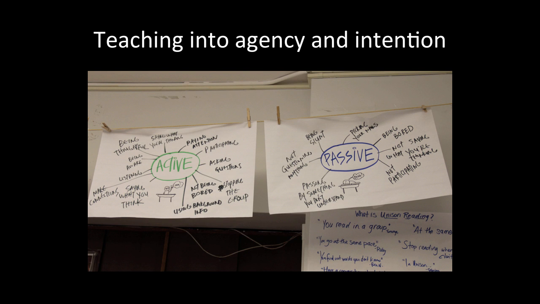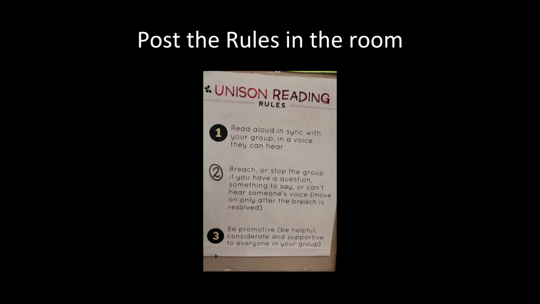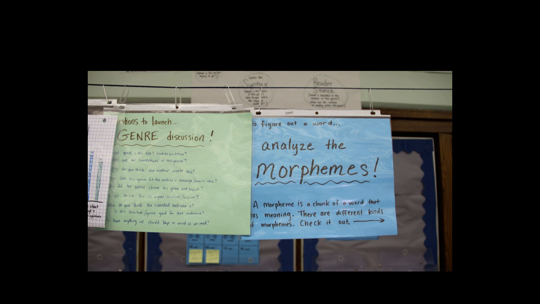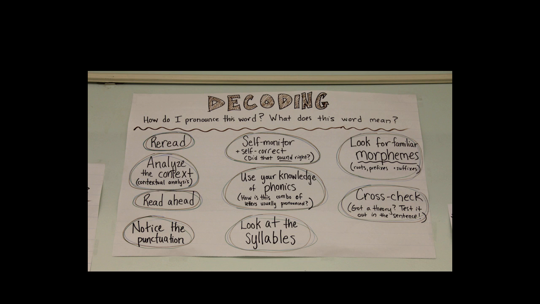This is an example from a classroom about how a teacher taught into agency and intention. Here's an example of Unison rules that were posted in a room. Another example of some teaching into some of the categories on the Cooperative Unison Reading record. Another example.